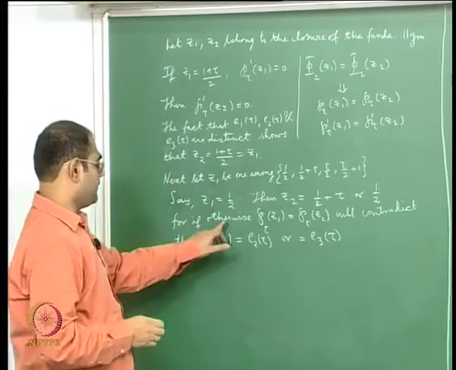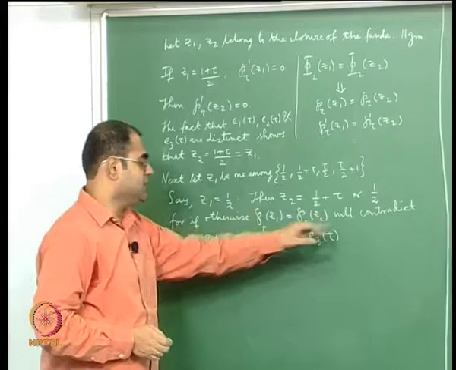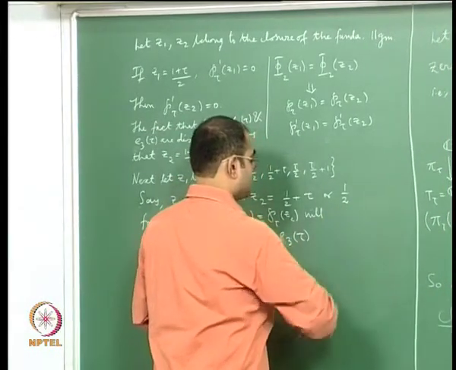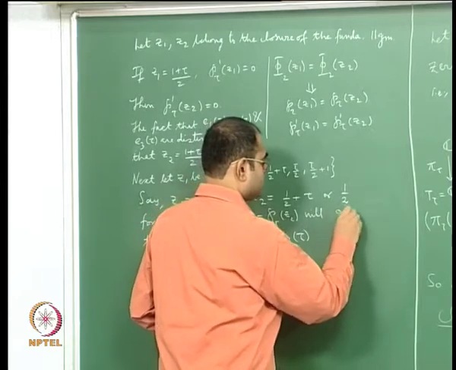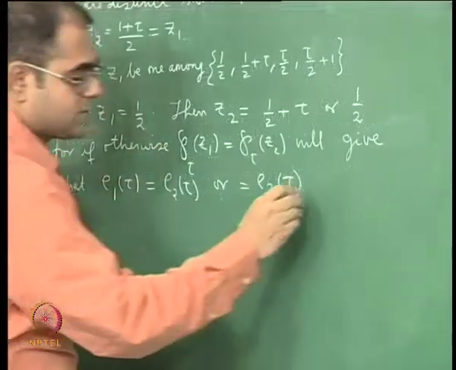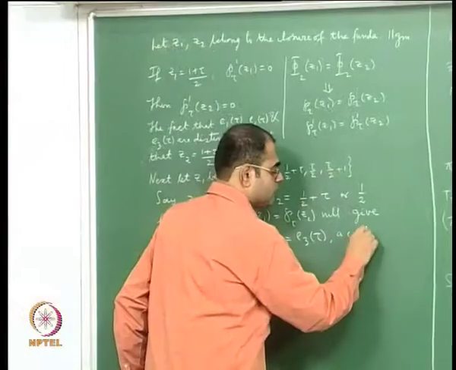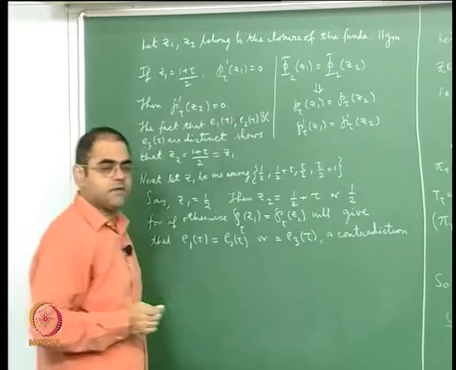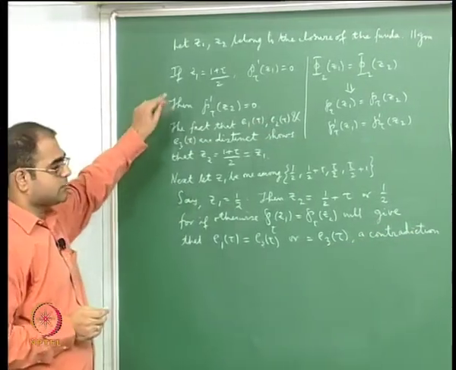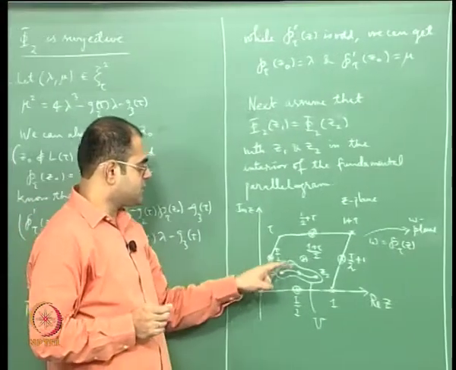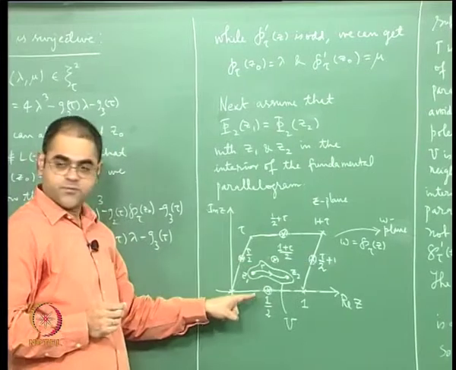Otherwise, this will give that this is equal to this, or this is equal to this, which is a contradiction. So we have settled all the cases when one of these points is one of these zeros.